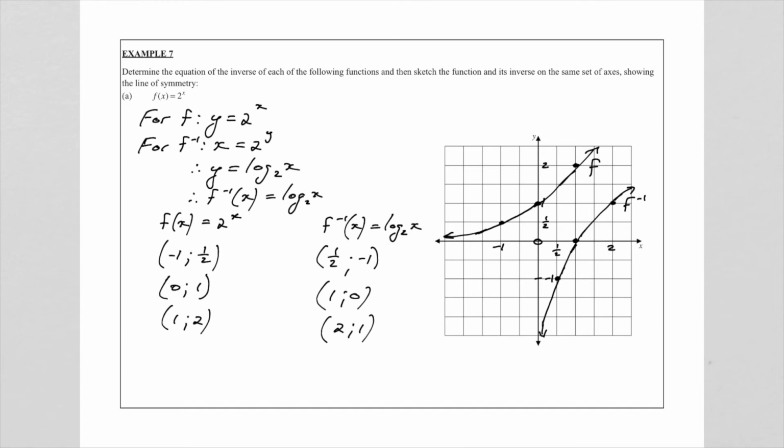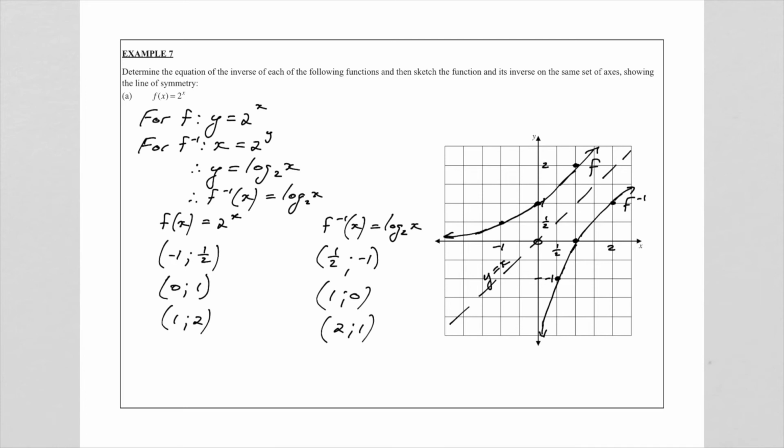The last thing we need to do is to draw the line of symmetry, and that is the line y equal to x. So let's just draw that. And there you can see the line y equal to x, and I'm just going to put the equation on the line. And with that, we are finished with this A part. That was the exponential function, f(x) equal to 2 to the x, the inverse function of log x base 2, and we sketched both of them with the line of symmetry.